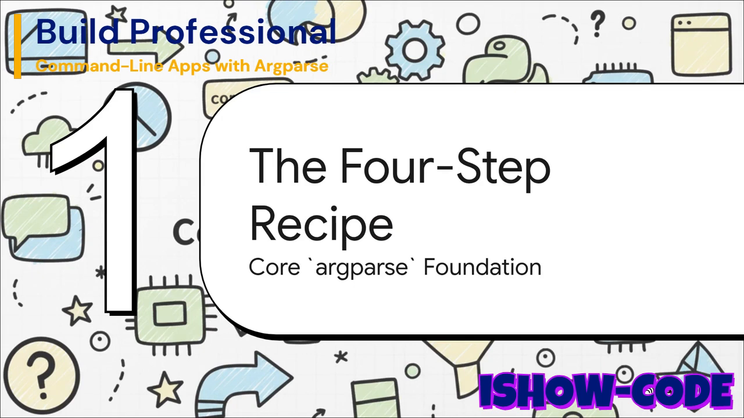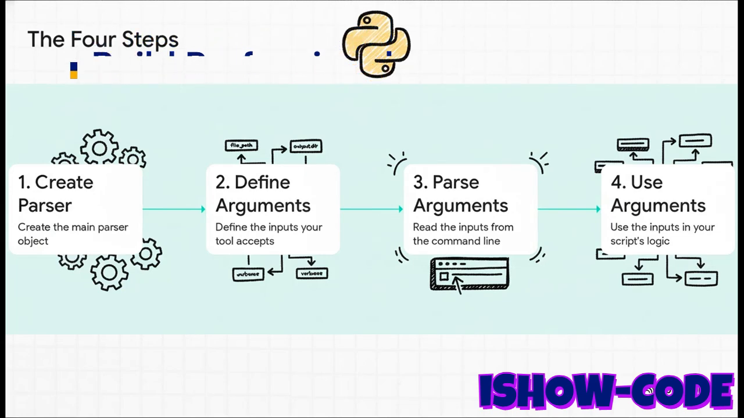Okay, so you might be thinking this sounds complicated, but getting started with Argparse is actually surprisingly simple. I like to think of it as a super reliable 4-step recipe. It's the core foundation you'll use for every single command line tool you build with it from now on. And here they are. It's that simple. 1. Create the parser. 2. Define your arguments. 3. Parse the arguments from the command line. And 4. Use those arguments in your code. That's it. Let's walk through each one step by step.